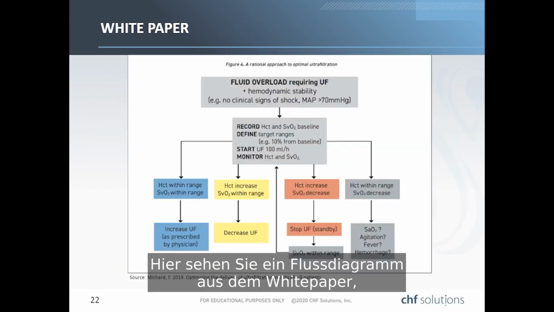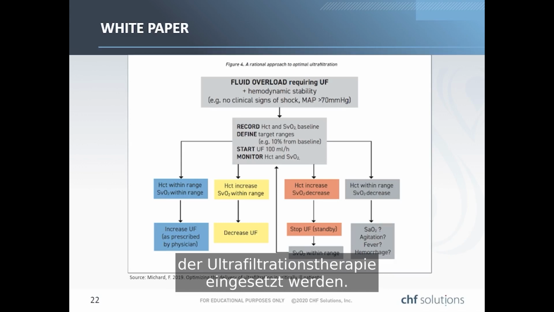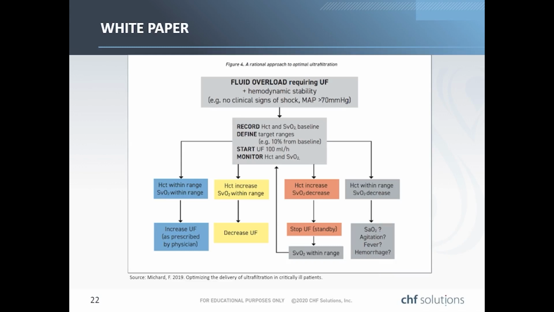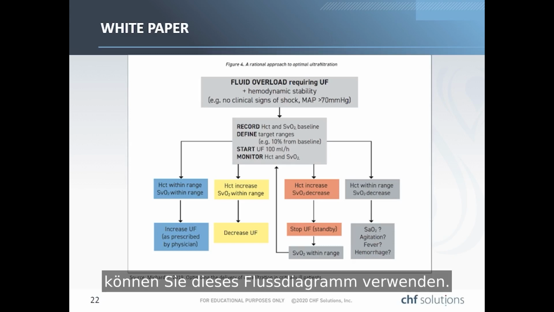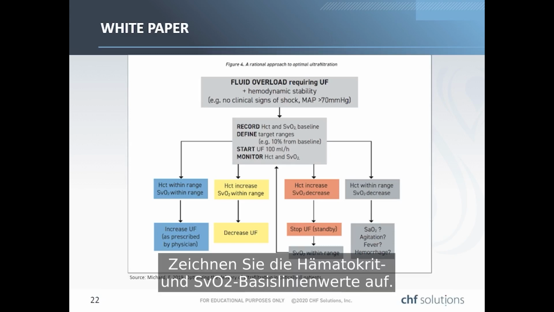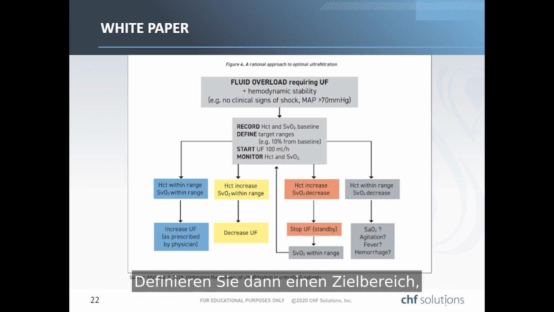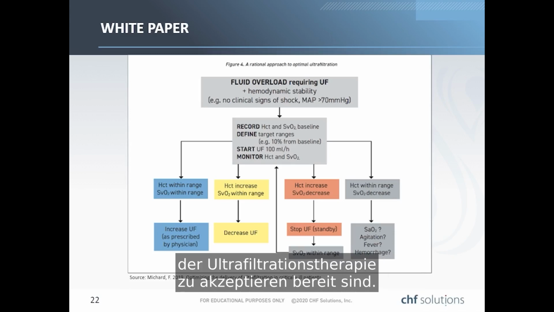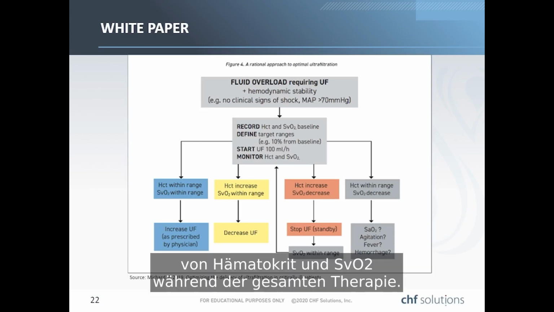Here you can see a flow chart from the white paper that defines how to use hematocrit and SvO2 to guide ultrafiltration therapy. If you have a patient with fluid overload requiring ultrafiltration and who has hemodynamic stability, you can use this flow chart. Record the hematocrit and SvO2 baseline values. Then define a target range, as an example 10% from baseline, that you're willing to accept during ultrafiltration therapy. Start ultrafiltration at 100 milliliters per hour. Monitor hematocrit and SvO2 throughout therapy.